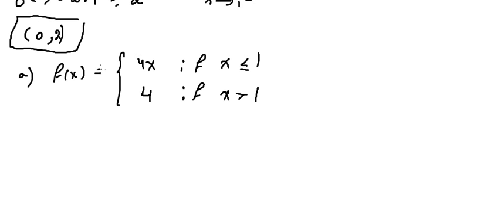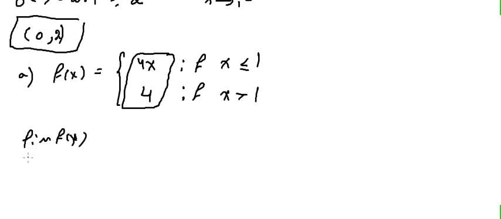Let's see. F of x. It's better to check, right? Even if it is polynomial, we have to check what's happening, because he could give me two different functions over here. It's a piecewise function. All right. So limit of f of x at x approaches 1 minus, what is going on?